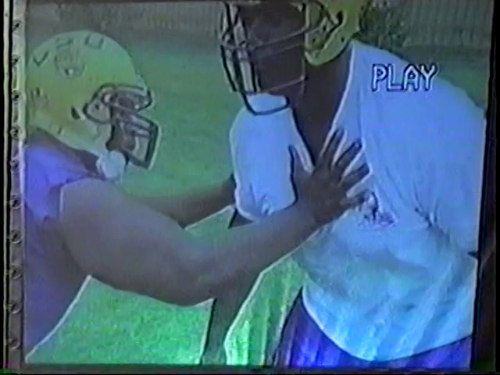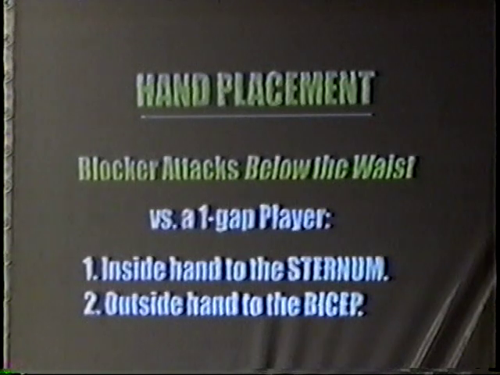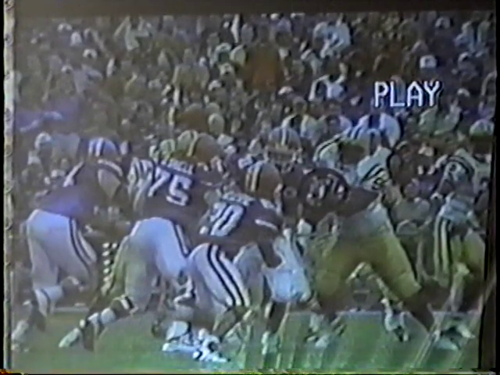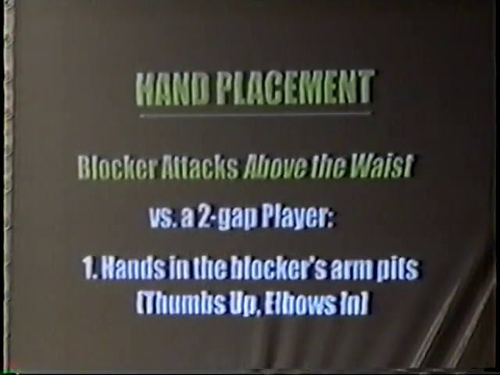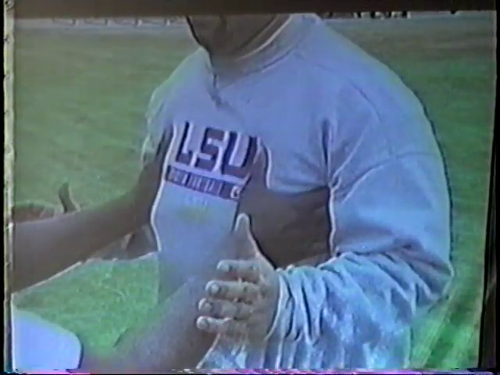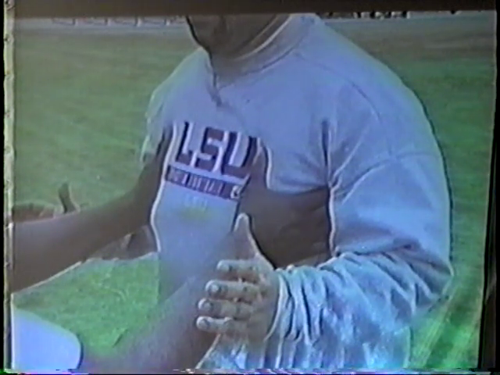There it is right there. Now, go back, Brian. Coach, y'all have to look fast, but I think you can see this right here. Now, go ahead and show it before. If you'll look, you'll see this boy's nose. Sit him down. Okay. Above the waist, 2-gap player. That's what we just said right there. Thumbs up, elbows are rolled inward, hands in the armpits.